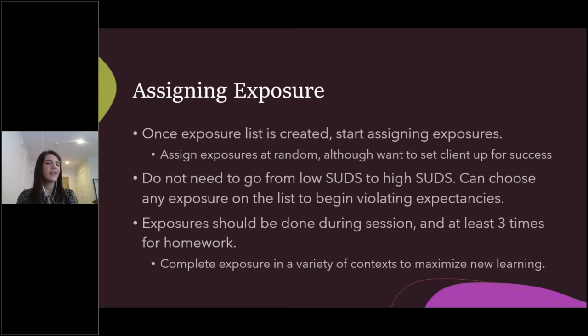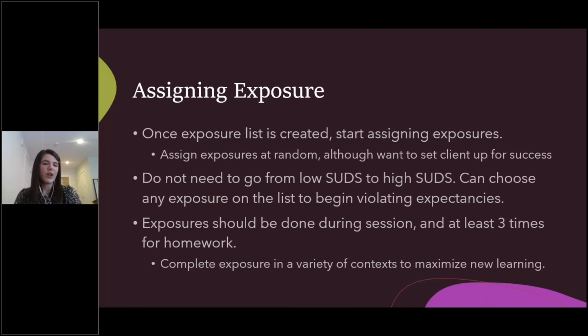And then once you start to begin assigning exposures, you create the list, and then you start assigning exposures, and you always want to do the first one in session with your client. And as I mentioned previously, we want to assign exposures at random, but especially for the first exposure, we want to use our clinical judgment and set the client up for success.